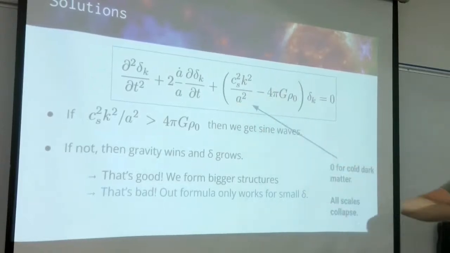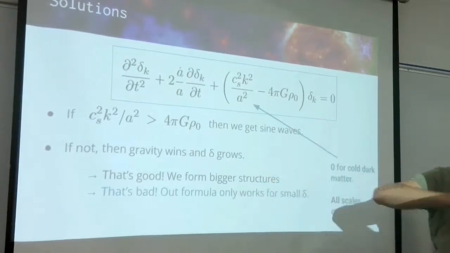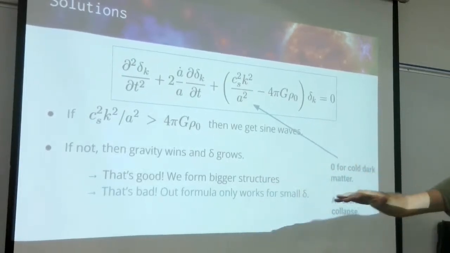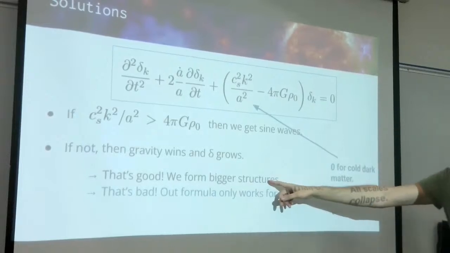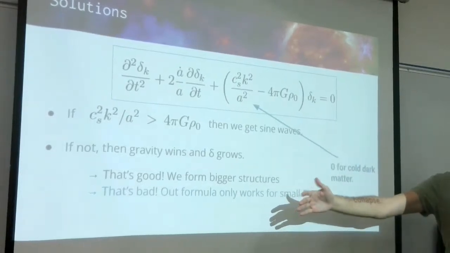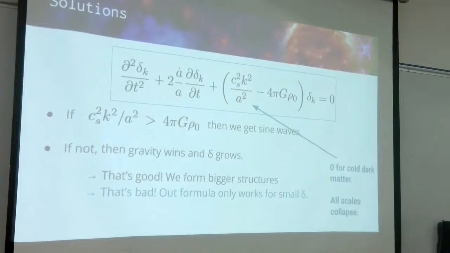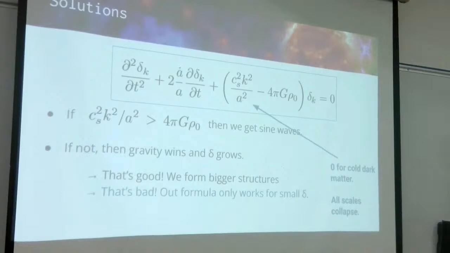And so all scales, not just specific ks, all of the sizes of the fluctuations are going to collapse. Gravity wins, right? And so we form structures of all scales. There will be small structures, there will be large structures, small structures on top of big structures and so on. Great. But we can't use our formula anymore, so we have to stop using perturbation theory.